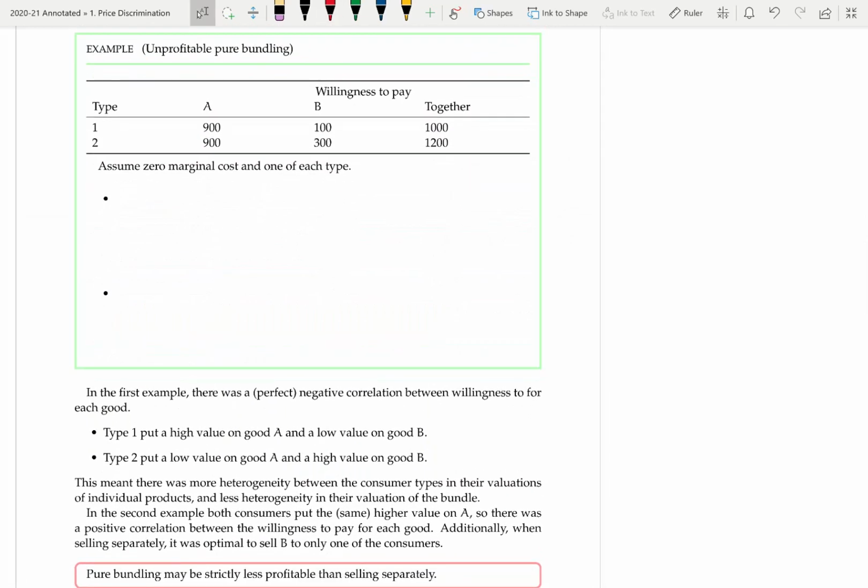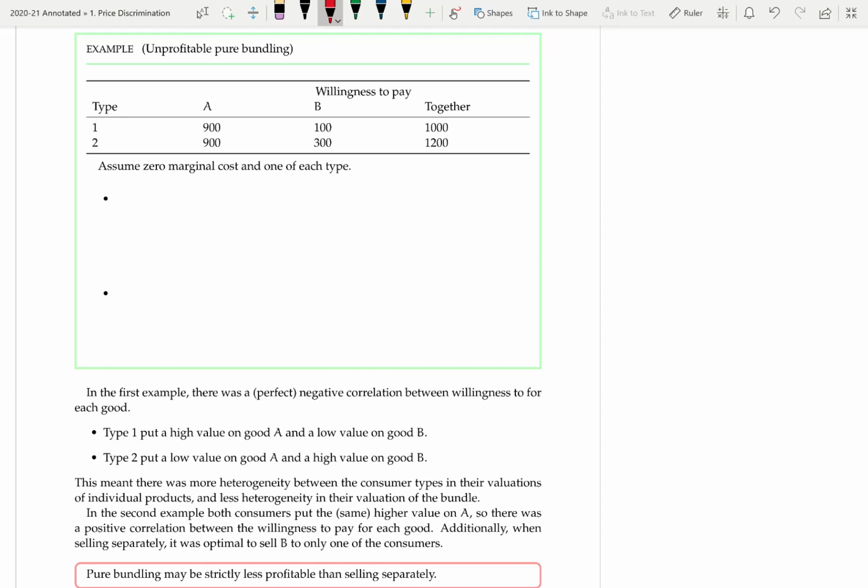So we just saw an example of profitable pure bundling. Can pure bundling be unprofitable? Well, we're going to look at an example where it is. So we're going to do the same exercise as in the last example. We have changed the numbers now. So the type 1 and 2 consumers are willing to pay the same amount for A, $900, and type 1 is willing to pay $100 for B, and type 2 is willing to pay $300. So altogether, these are what they're willing to pay for the bundle.